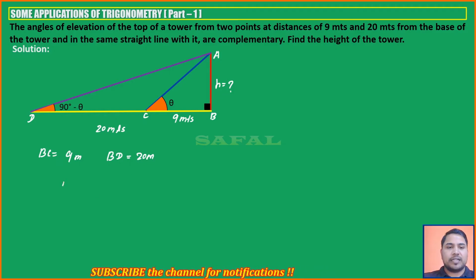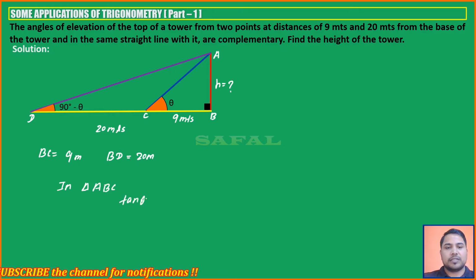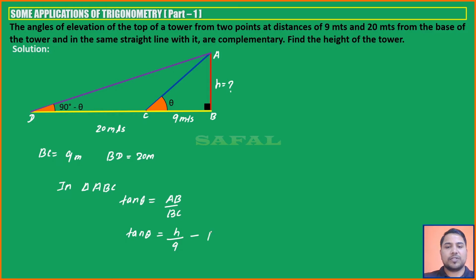So in triangle ABC, what can I write? Tan theta equals AB by BC, correct? AB by BC. So from here, tan theta, now AB is h for us and BC is 9 for us. So let me call this the first equation.